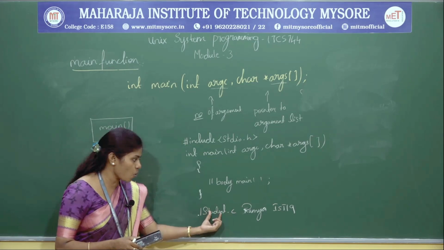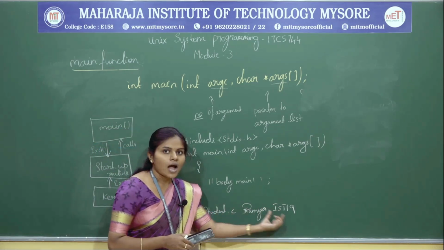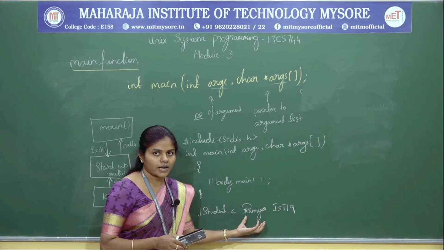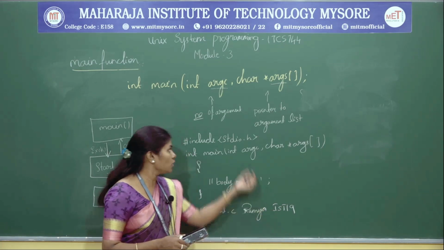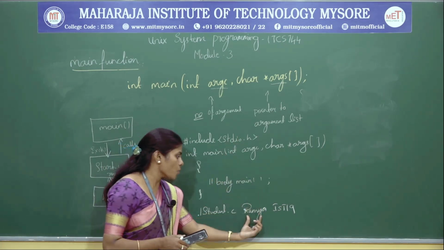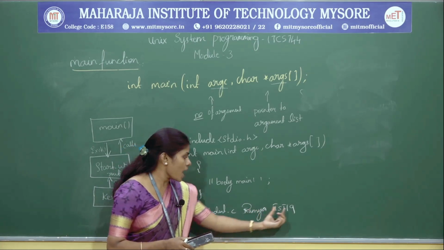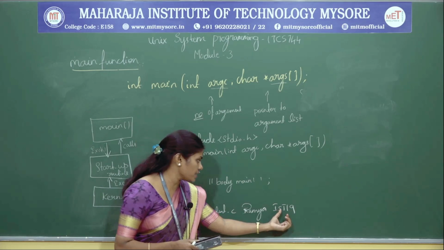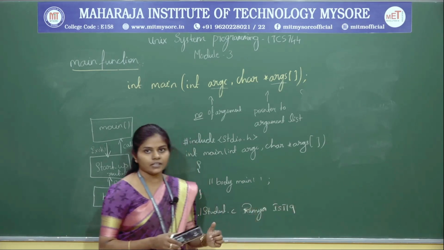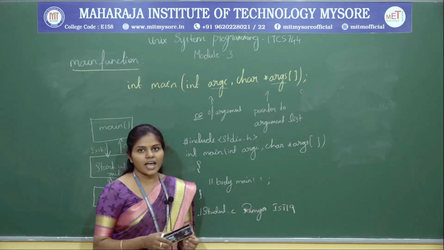I am running this program. While running, I am passing the parameters, right? So I am passing the arguments to this main function. How many parameters? The first parameter it is going to take is Ramya, and the second one it is going to take is IST19. So these are the two arguments I passed, right?